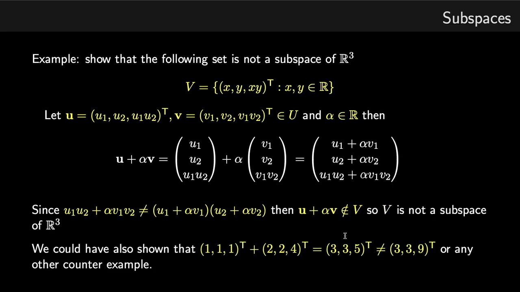Now, to show that something is not a subspace, we could do it like this, or we just need to show one counterexample. So I picked two vectors here. Okay, so if my x is 1 and my y is 1, my z component must also be 1. And let's pick x as 2, y is 2, and my z component is 4. So both of these are in V. If I add them together, I get (3, 3, 5), which is not equal. In order to be in V, that third element should have been 9. Okay, so here we've shown a counterexample to show that something isn't a subspace.